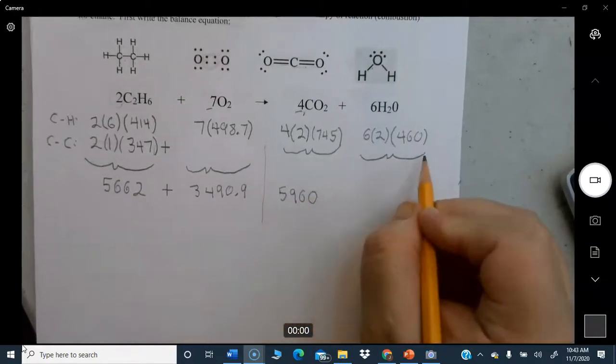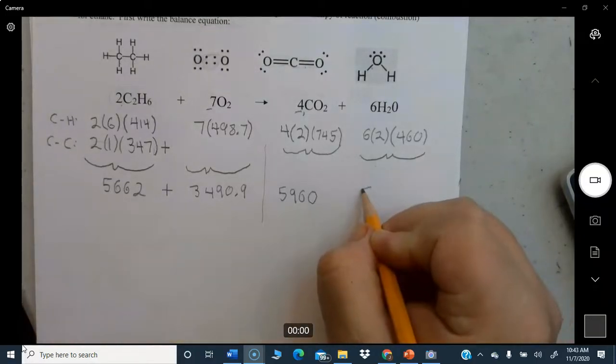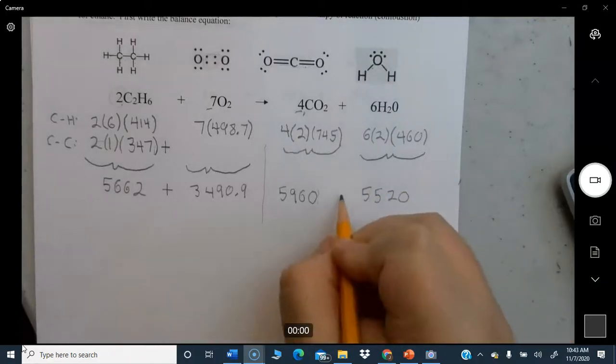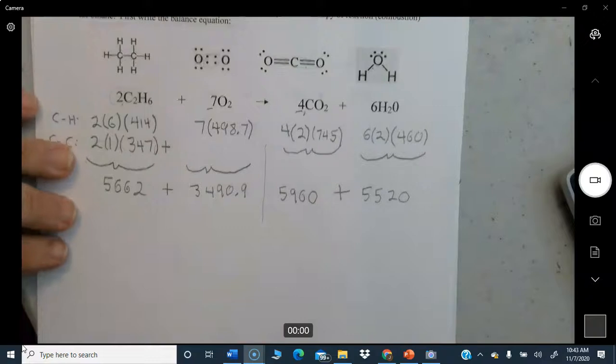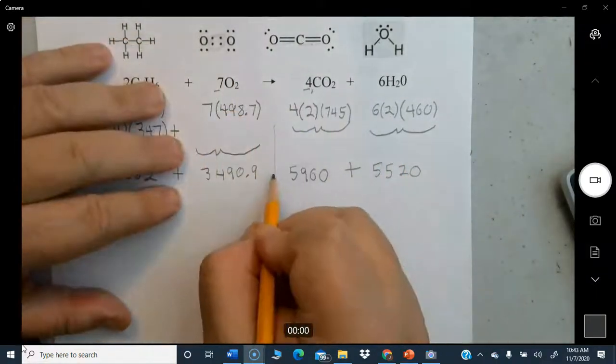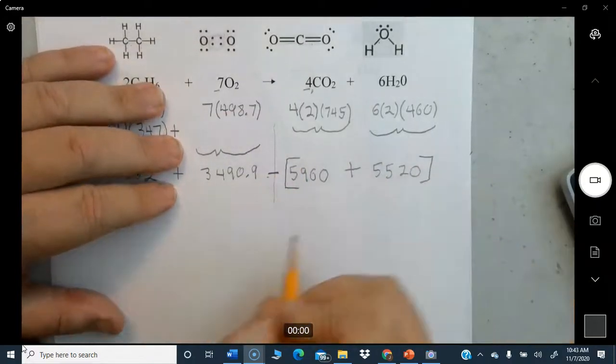And then finally the water. And that's going to give us, let me get that right, 5,520. Okay, and you're going to add those 2 together. But it's going to be energy in, which is positive, and this is energy out, which is negative. So I'm going to put a minus sign there and put a bracket around that. But basically the negative sign distributes all the way through to there.